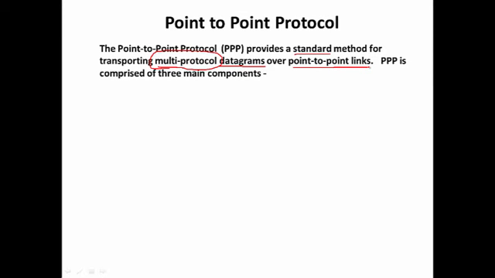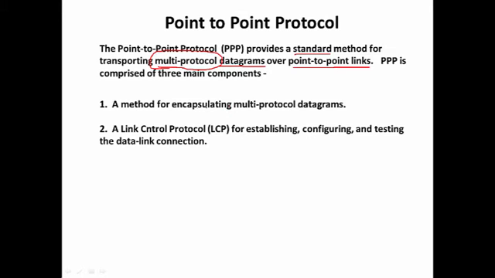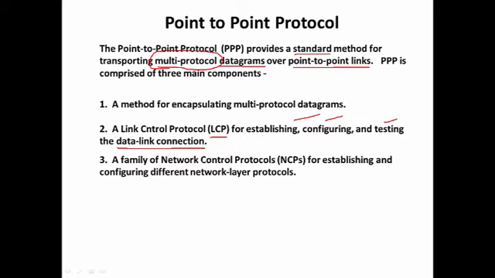Now, the point-to-point protocol is comprised of three main components. The first component is a method for encapsulating the multi-protocol datagram itself. The second would be a link control protocol, which we'll spend some more time discussing, for establishing, configuring, and testing the data link connection. And then finally, the third would be a family of network control protocols, or so-called NCPs, for establishing and configuring different network layer protocols in case those need to be utilized to be sent across the point-to-point protocol. You'll often hear this referred to as PPP, point-to-point protocol, PPP.